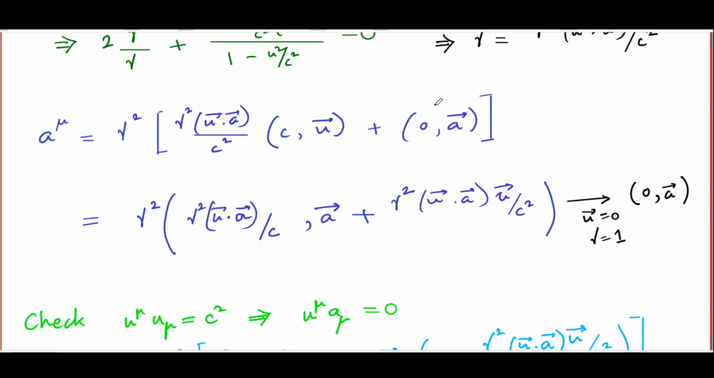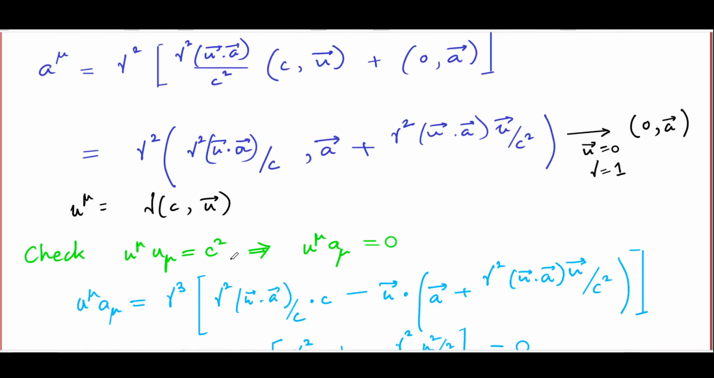What we have here is a form for the acceleration 4 vector, and when we dot it with the velocity 4 vector, which remember is simply u mu equals gamma c comma u vector, what we are going to get is the following. U mu a mu will have an overall factor of gamma cube, from gamma square from a mu and gamma from here, and then you are going to multiply the 0th components together, so gamma square u dot a by c will be multiplied by c, and from that you are going to subtract the dot product of the spatial vector, so u dotted with this.